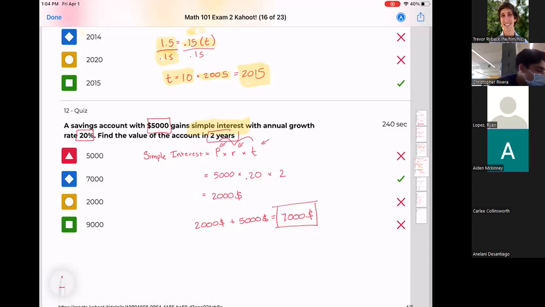Our principal investment is $5,000 times 0.2, aka 20%. We're going to convert that percentage into a decimal all the time. And to do that, of course, you just move the decimal 2 times to the left. Anyway, so it's going to be $5,000 times 20% times 2.